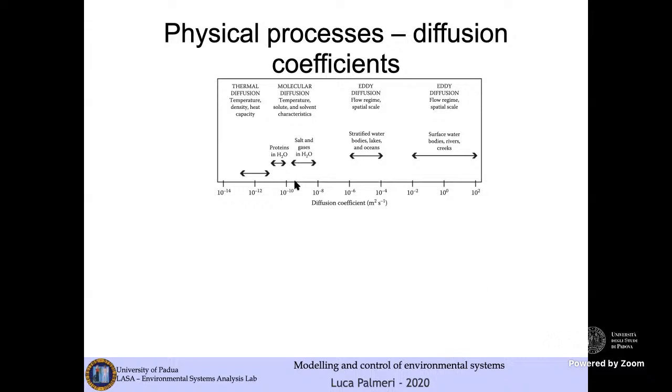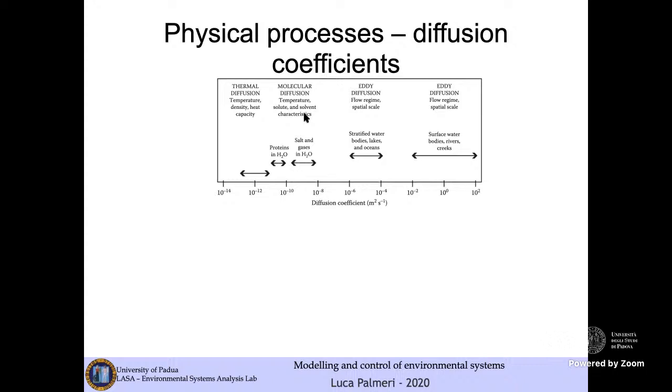I found this table very useful because it gives you an idea of the ranges of molecular diffusion coefficients. For example, if you express the diffusion coefficient in square meters per second, you will have that the smaller diffusion coefficients are those of thermal diffusion, so temperature, density, heat capacity, and so on.